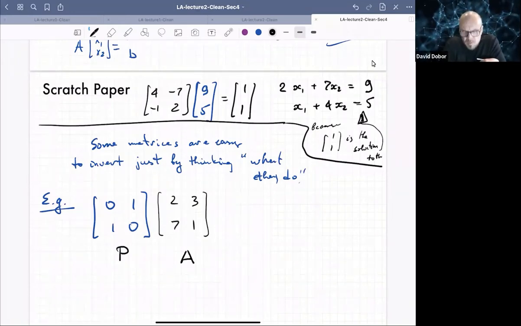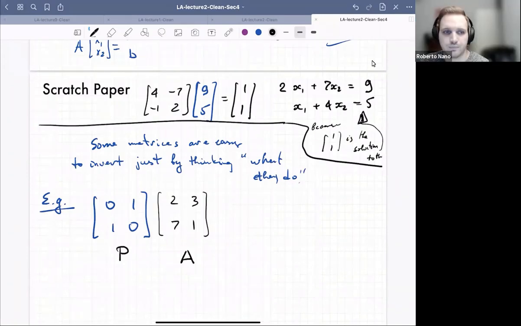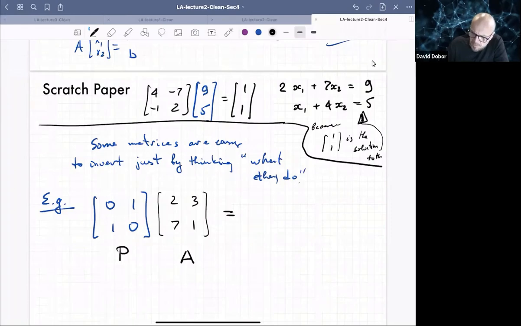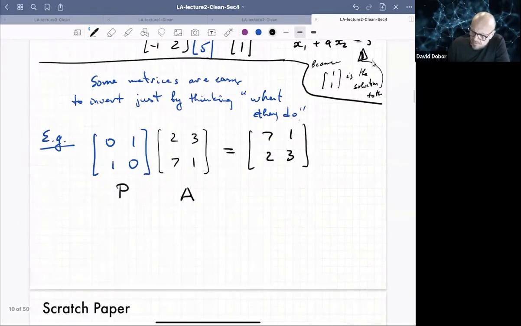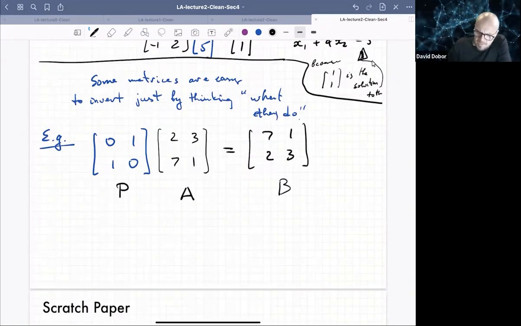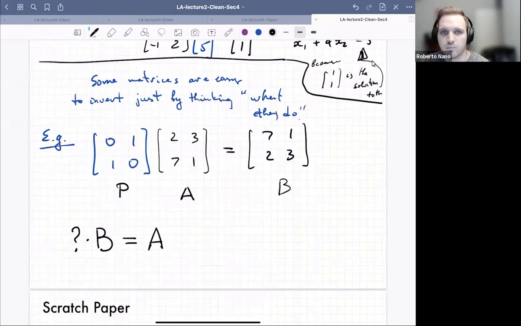Again, numbers are out of the blue. What does P do to it? Does it flip the rows? So the answer is going to be 7, 1, 2, 3, right? Let's call this some matrix B, flipped A. So what would undo this operation? That is, what matrix, when multiplied by B, will get me the original matrix A? The same P. The same matrix.